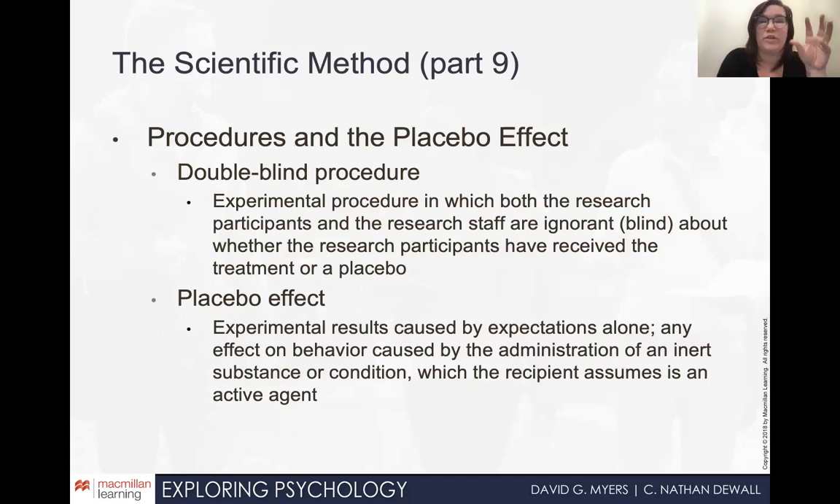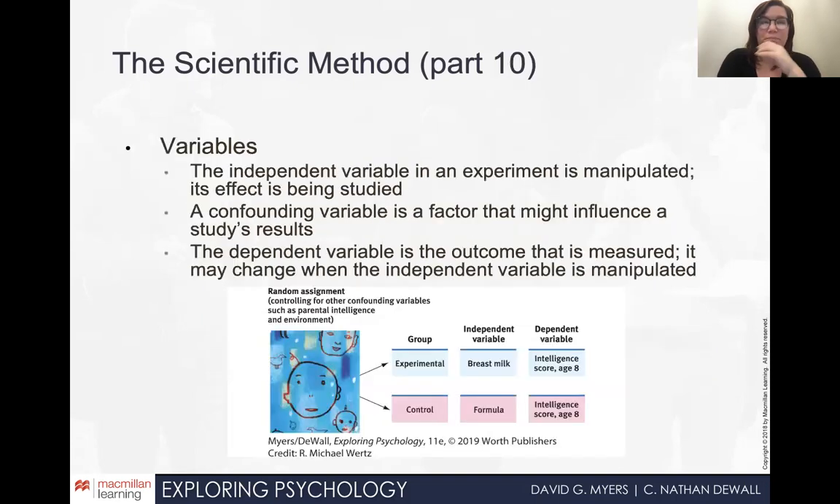Oh, right here, double blind procedure, where I just explained the experimental procedure in which the researcher and the participant do not know what group they are placed in, whether that's treatment or control or placebo. And then the placebo effect, where people will experience behaviors or emotions based on the fact that they believe they received the experimental treatment. We then have variables. I think I've said variables once or twice before as we've been explaining the scientific method. And these are really important to understand when you're trying to figure out what type of study is happening or what type of analysis needs to be used.